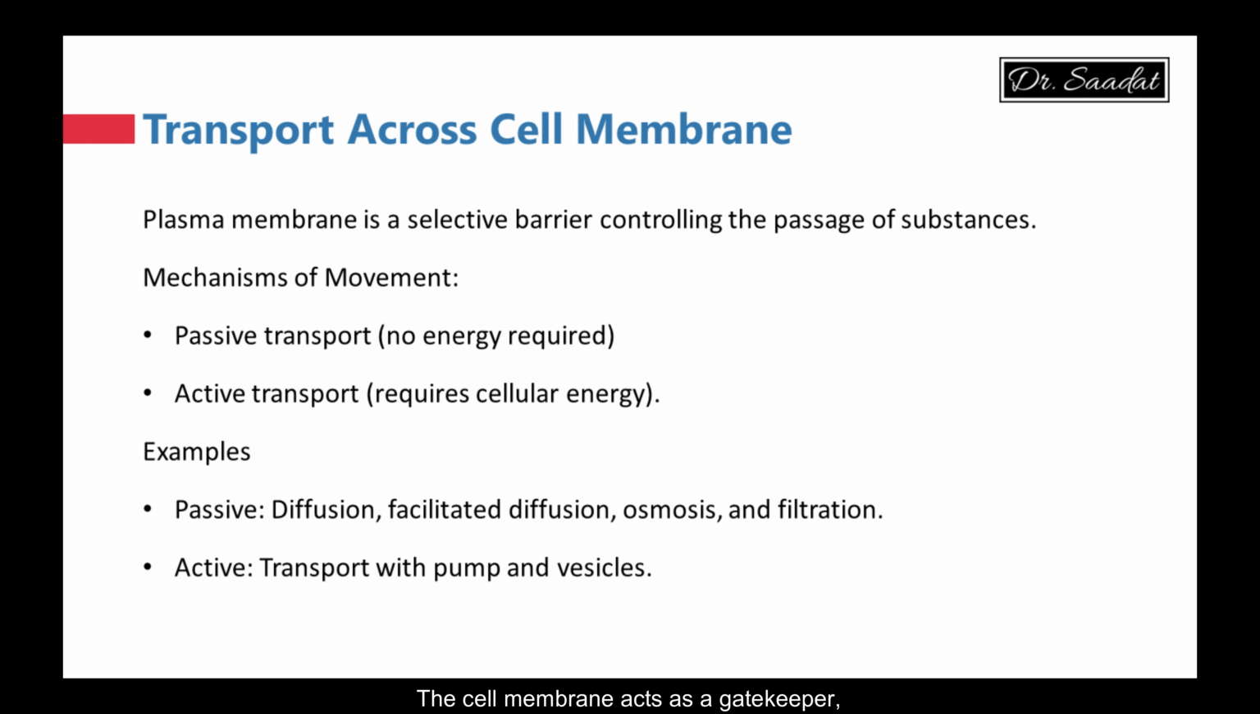The cell membrane acts as a gatekeeper, regulating the passage of materials into and out of the cell. It allows only certain substances to pass through freely, while others require specific mechanisms or transporters. There are two main categories of transport across the membrane: passive transport and active transport.